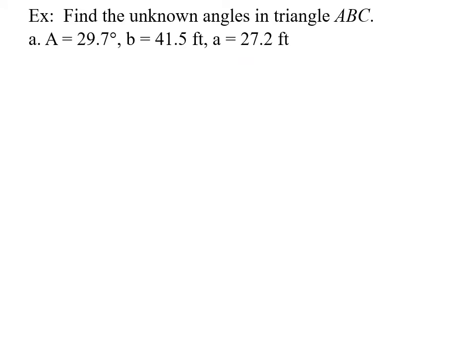Okay, let's see if we cannot find all the missing information. Or actually find all the missing angles here. Angle A is 29.7. B is 41.5 feet. A is 27.2. So what I'd be looking for first would be angle B. I have A for both the angle and the side, so that's my known information. B is what I'd be looking for.